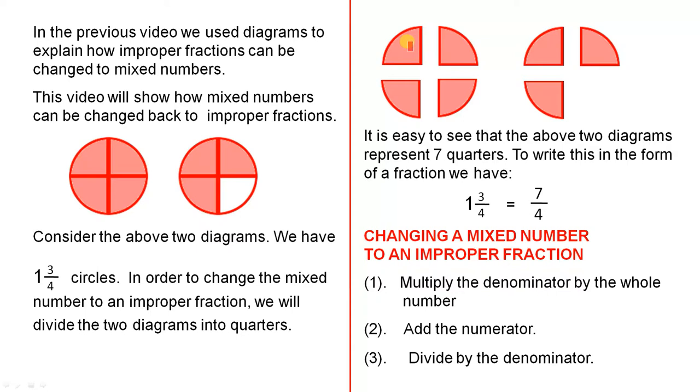And here are the 7/4. 1, 2, 3, 4, 5, 6, 7. There are 7 of them. And because they're quarters, we put it over 4.